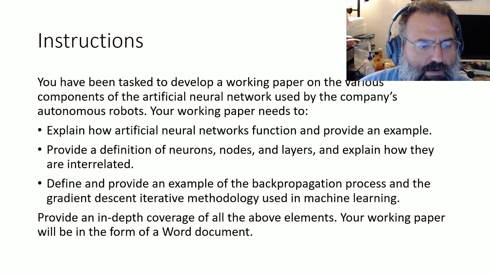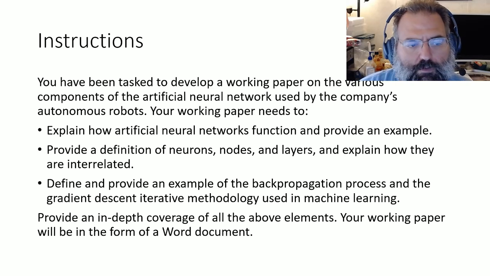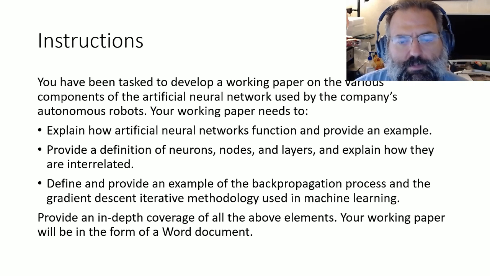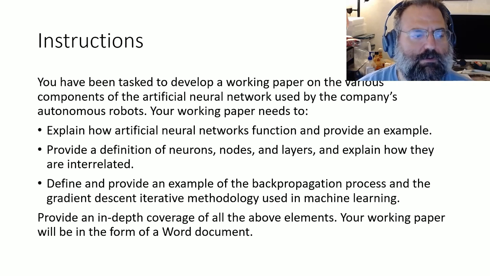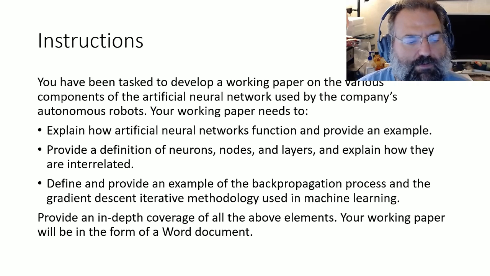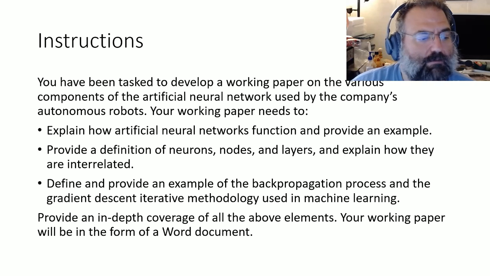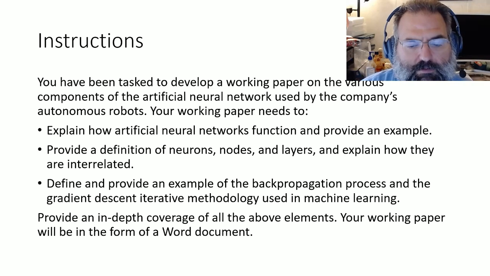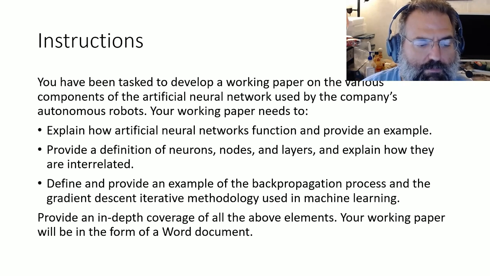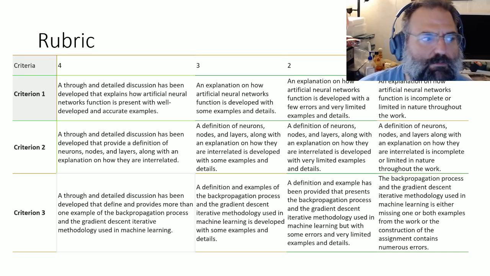You also need to provide a definition of neurons, nodes, and layers, and explain how they are interrelated. Define and provide an example of the backpropagation process and the gradient descent iterative methodology used in machine learning. And then provide an in-depth coverage of all the above elements. Your working paper will be in the form of a Word document in APA format.